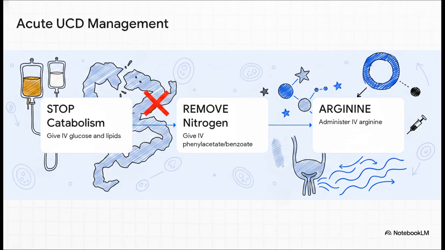Step 2 is this absolutely brilliant biological workaround. We give IV nitrogen scavengers like phenylacetate and benzoate. These drugs completely bypass the broken urea cycle. They bind directly to amino acids in the blood, form water-soluble compounds, and the patient literally pees the excess nitrogen away. Step 3. Administer arginine. It's normally made by the cycle, but right now it has become an essential amino acid.